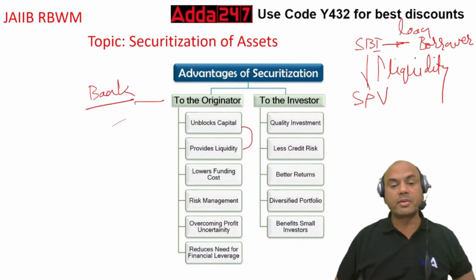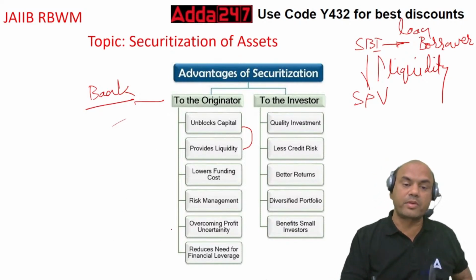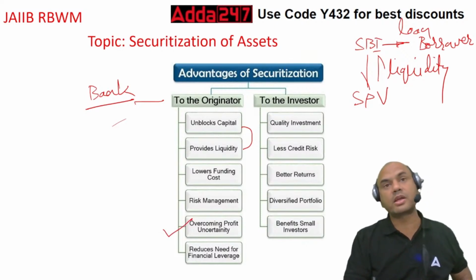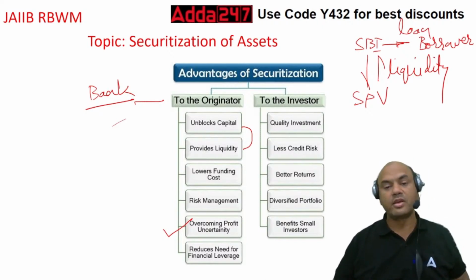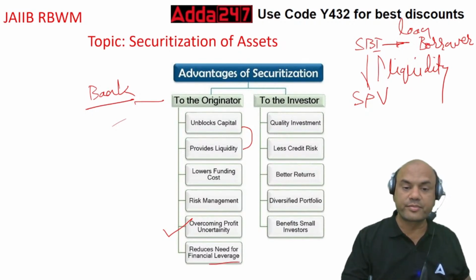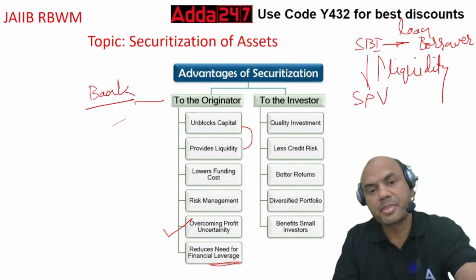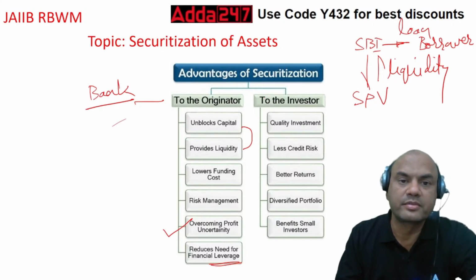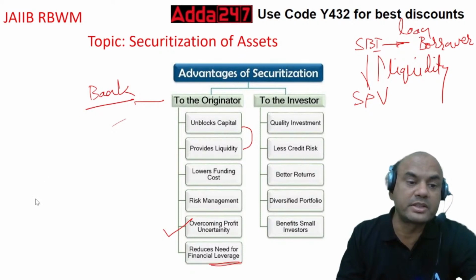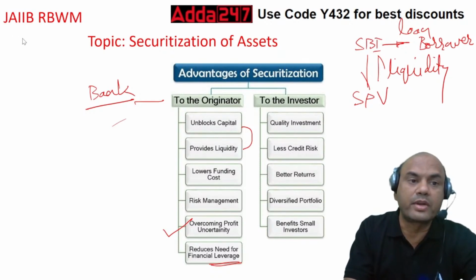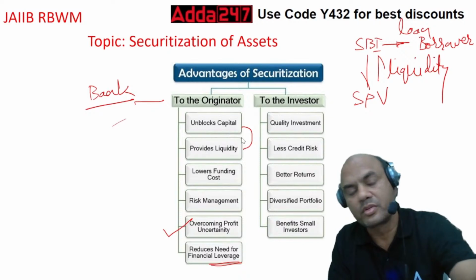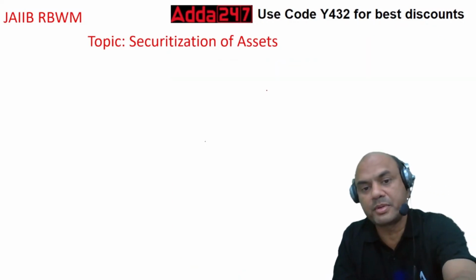Overcoming profit uncertainty, whether I'll be in a profit or not. So overcoming this, okay, reduces need for financial leverage. What do you mean by leverage over here? What is the leverage? Leverage means taking loan on loans. Okay? What do you mean by this loan on loans? Many of the investors have the habit of taking too many loans.